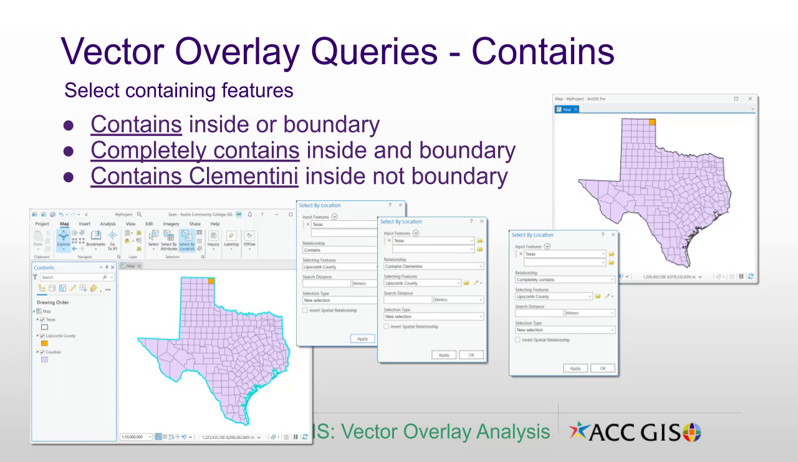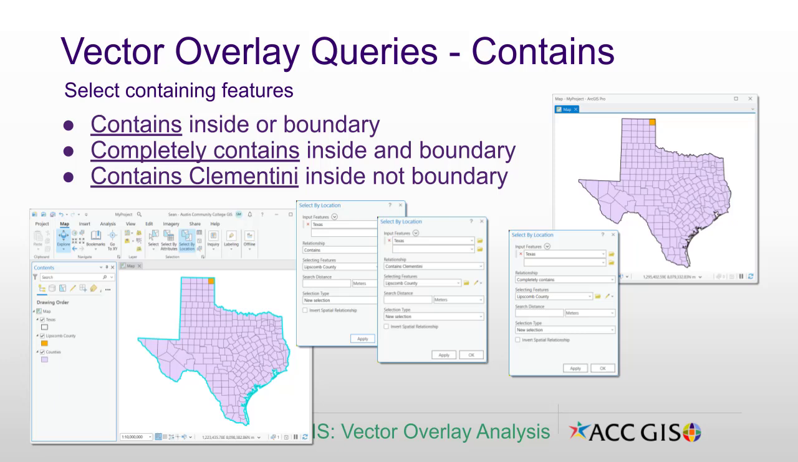Now let's look at the spatial relationship where we can select containing features. And there's three types of contains: contains, completely contains, and contains Clementini. Contains means the inside or the boundary. Completely contains means the inside and the boundary. And contains Clementini means inside and not the boundary.